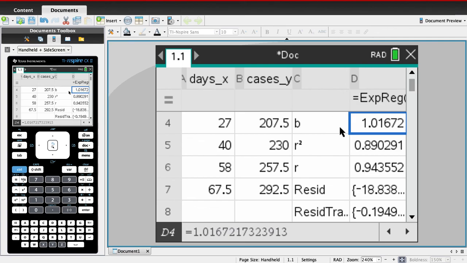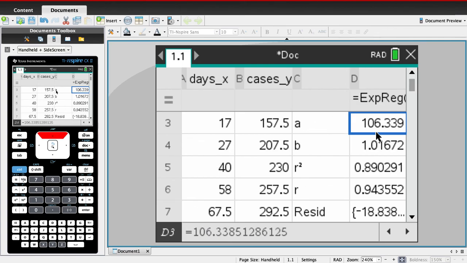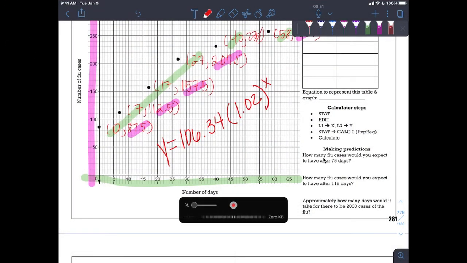All right. So here they gave me an equation of y equals 106.34 times 1.02 to the power of x. We have approximately a 94% correlation, so that means this is really close, a really good, strong correlation. So first thing I want to do is write down this equation. So let me write that in over here. All right, I wrote down my equation.